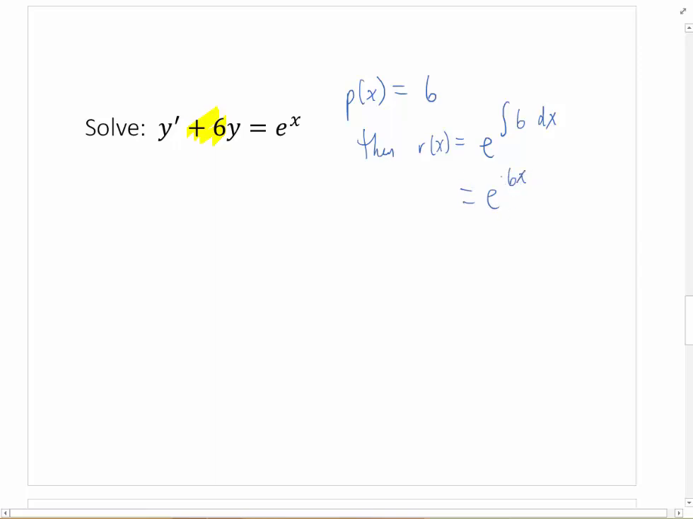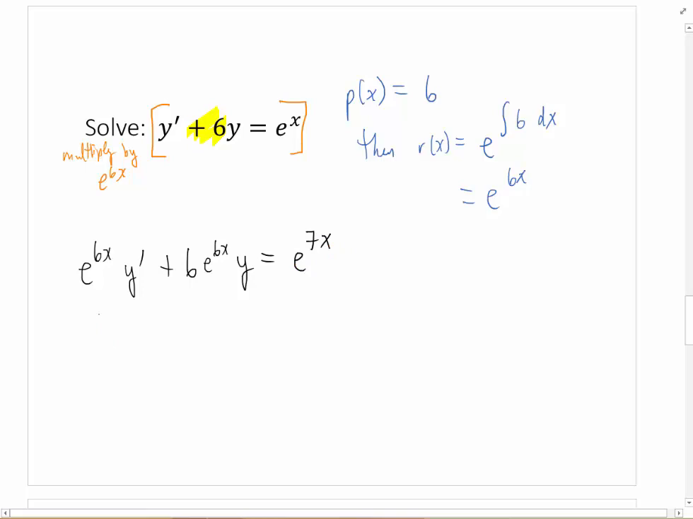And again, we don't worry about the constant. Don't worry about the plus c. We can choose the c to be any number we want. We choose it to be 0 in this situation. Alright, so now what I do is I multiply both sides of this equation by e to the 6x. So that gives me then e to the 6x y prime plus 6 e to the 6x y is equal to e to the 6x times e to the x. That's e to the 7x, isn't it?